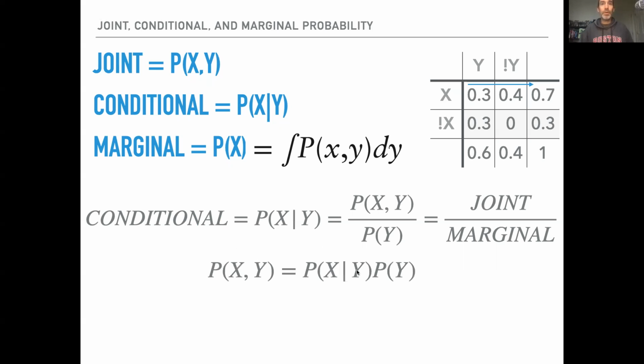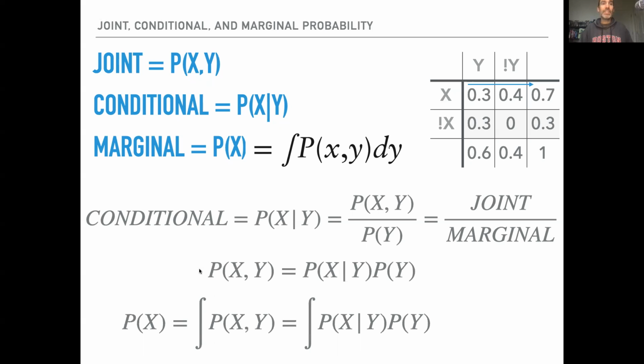If I multiply both sides by the probability of Y, I get this simple representation that the joint probability is the conditional times the marginal. And if I integrate both sides, I can see that the probability of X, that's just the marginal probability of X, can also be written as the integral of the probability of X given Y times the probability of Y. Again, because the joint is just the conditional times the marginal. And these two relationships will come in handy in a second.